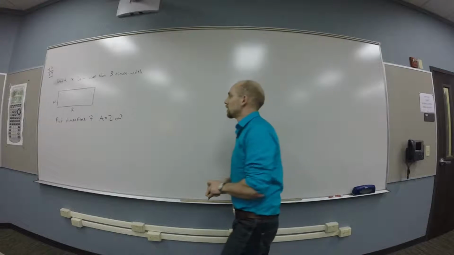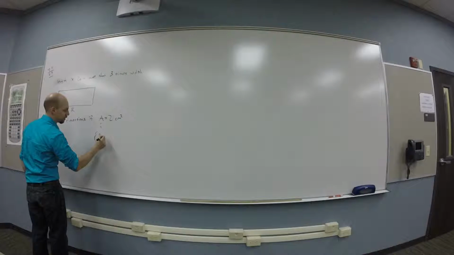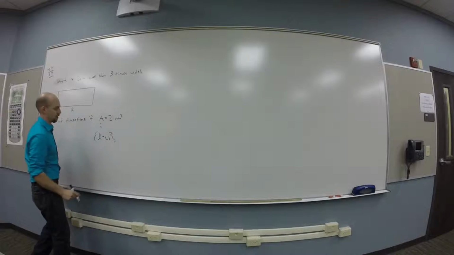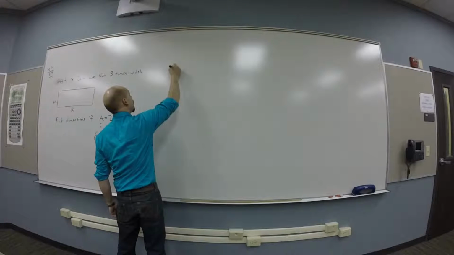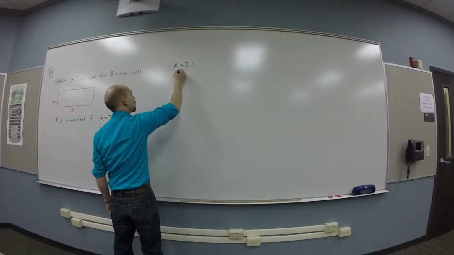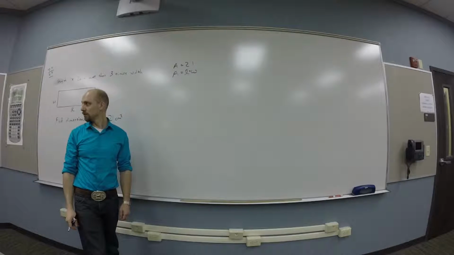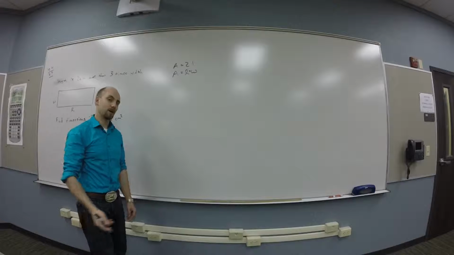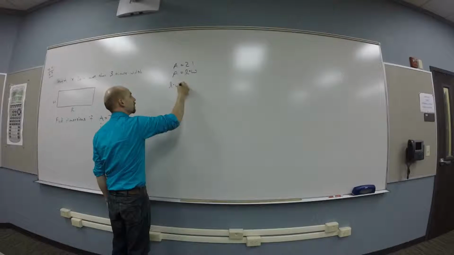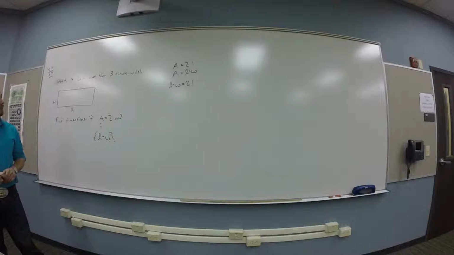Area equals length times width. Okay, so if area is 21 and area is also length times width, presumably that means, what do I know about length and width? Length times width has to be 21. You guys see that? Okay, now what do I want to do? Find out what L, the length, is and what W, the width, is.